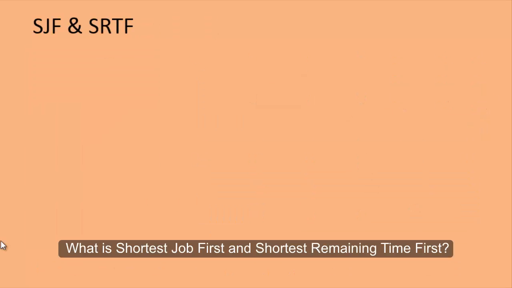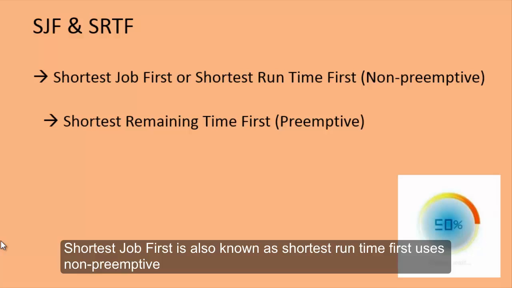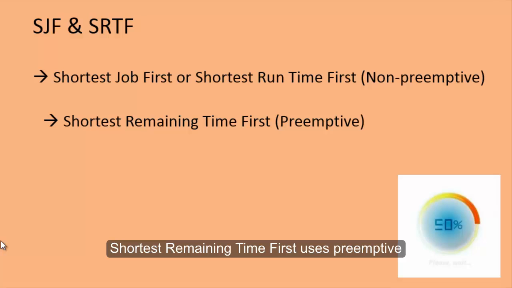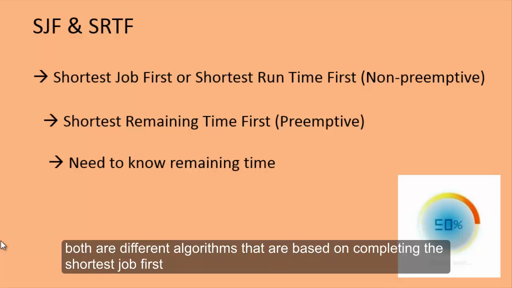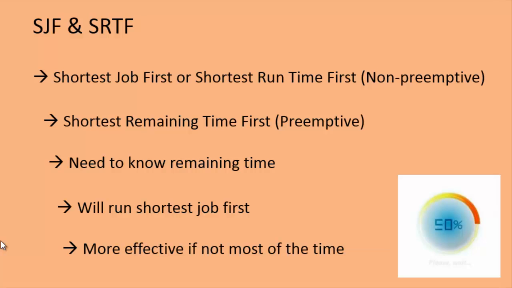So next, I'll be covering what is shortest job first and shortest remaining time first. Shortest job first, also known as shortest runtime first, uses non-preemptive, and shortest remaining time first uses preemptive. Both are different algorithms that are based on completing the shortest job first. This is typically effective in most situations, if not most of the time.